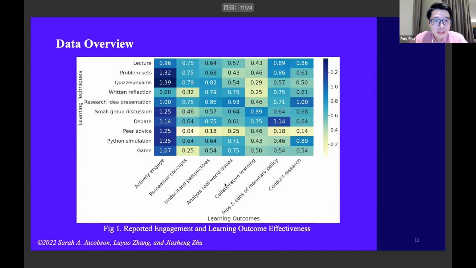Here is a data overview of the research result. We have the 10 learning techniques listed on the y-axis, and we have the engagement and 6 different learning outcomes listed horizontally. These numbers are the reported engagement and learning outcome effectiveness. The first column is the engagement level, and the rest are the reported effectiveness toward different learning outcomes for each learning technique.